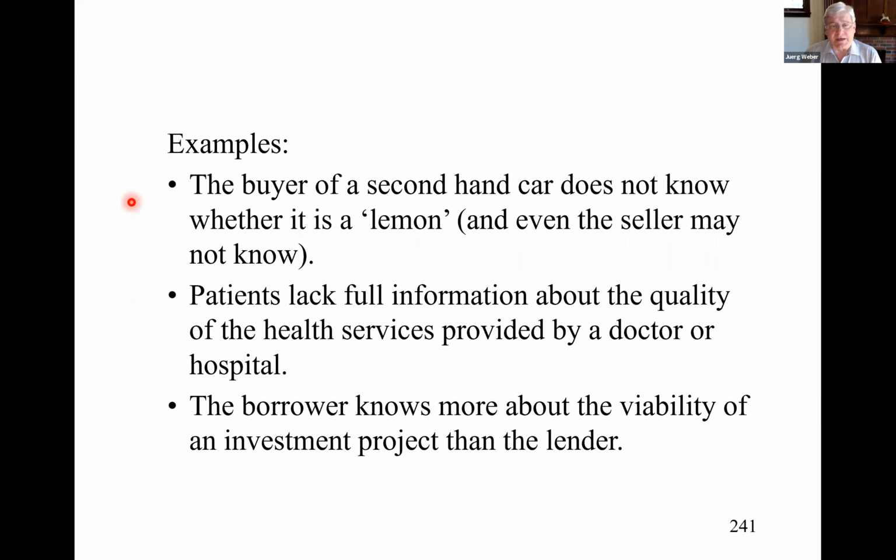So let's make some examples. The buyer of a used car does not know whether that car is good or bad. A bad car is called a lemon. And actually even the seller may not know it. That is a famous paper looking at the lemon market for used cars. That was one of the original papers written by Akerlof, and he got the Nobel Prize.